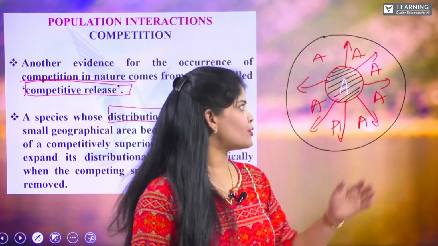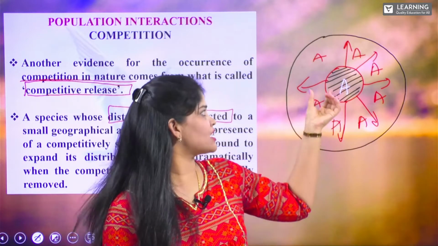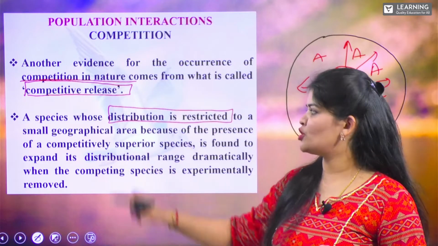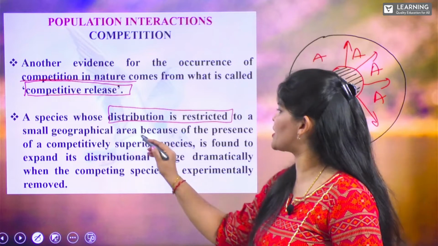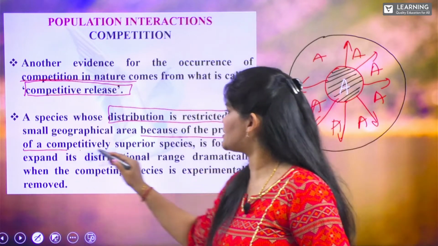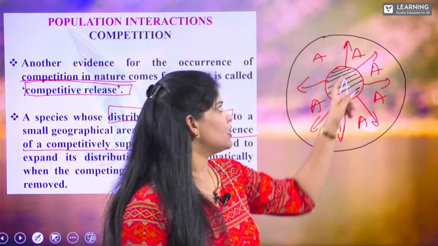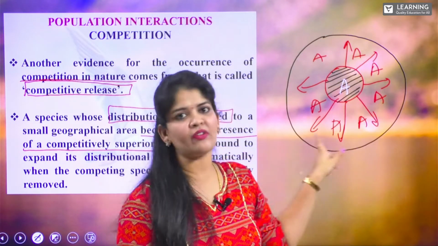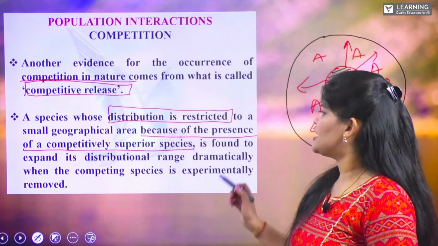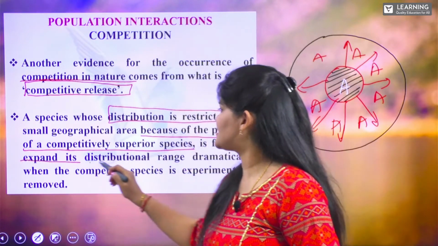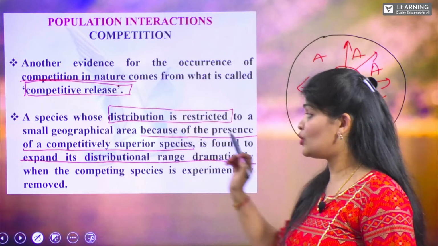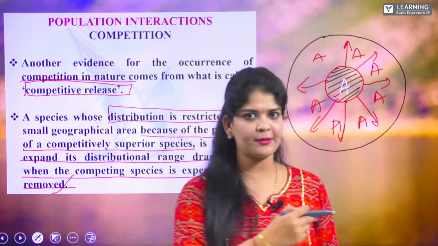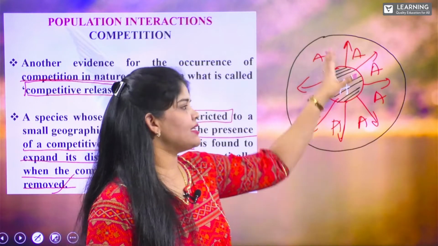In the example we have discussed here, species A has been restricted to a very small geographical area because of the presence of a competitively superior species. We thought that B, which is a competitively superior species, had occupied the area previously. Then what happened is that A was found to expand its distribution range dramatically when the competing species was experimentally removed. That is what we explained, right? So previously it had been occupied.